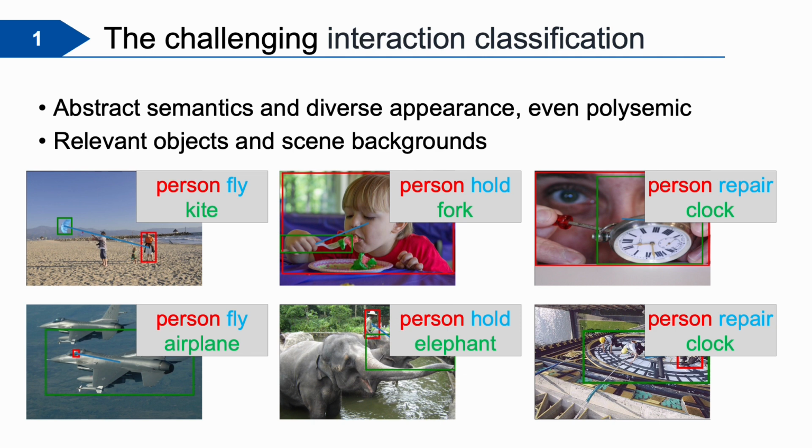The reason is that, first, the semantics are abstract and even polysemic. Like the fly examples have different meanings in the first column of the examples. So the appearances are also diverse. The second reason is that when deciding an interaction category, you often need to take the relevant objects and backgrounds into account.